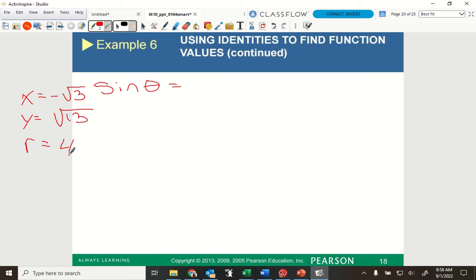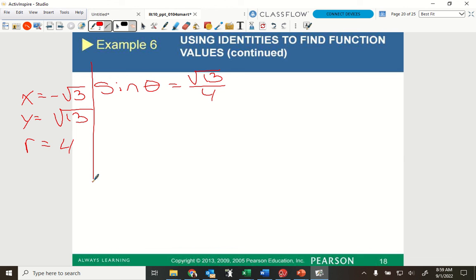If you notice, each time I'm doing this problem, I'm listing my x, y, and r, and then I use that table from section 1.3 that I gave you, the little thing that had all your x, y's, and r's listed, and plug them in. Sine is y over r, so it's going to be radical 13 over 4. Very good.